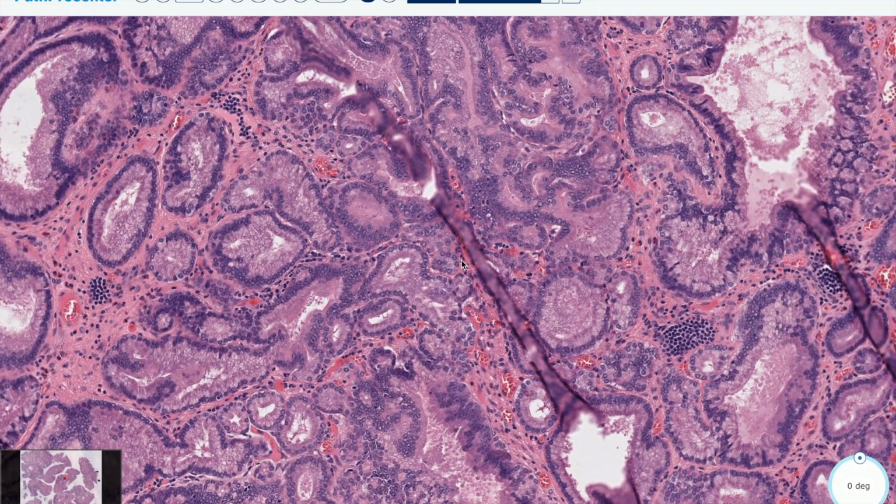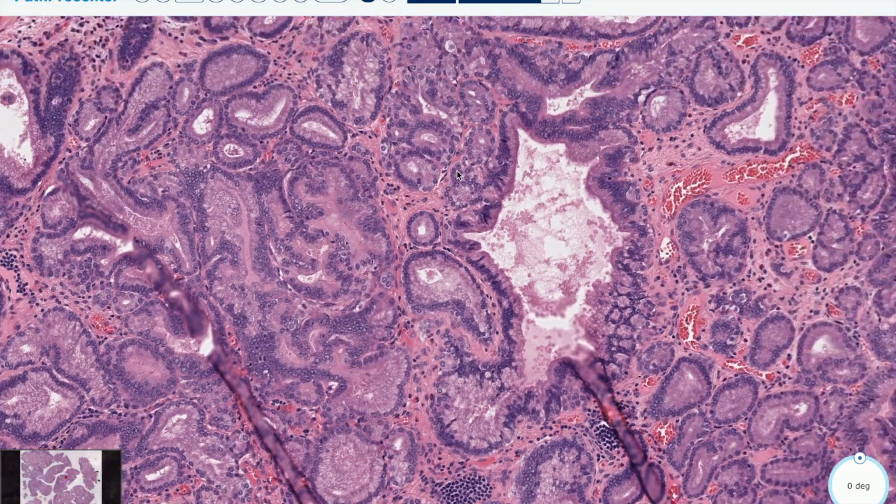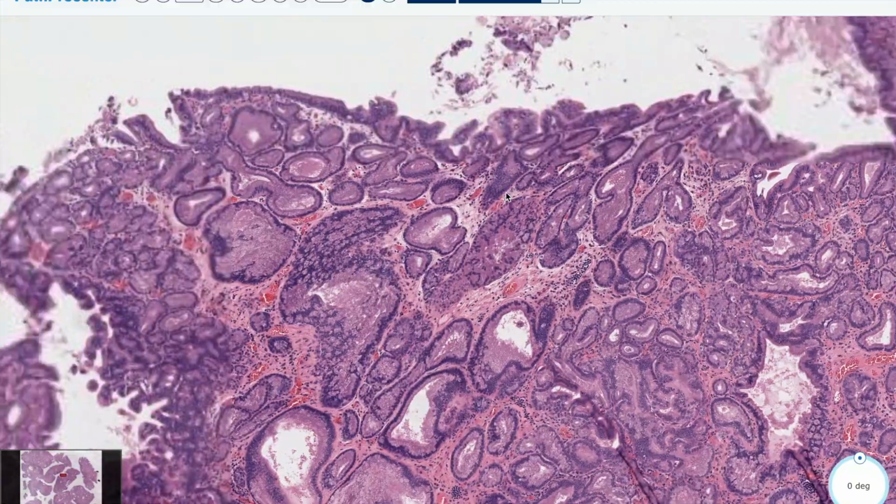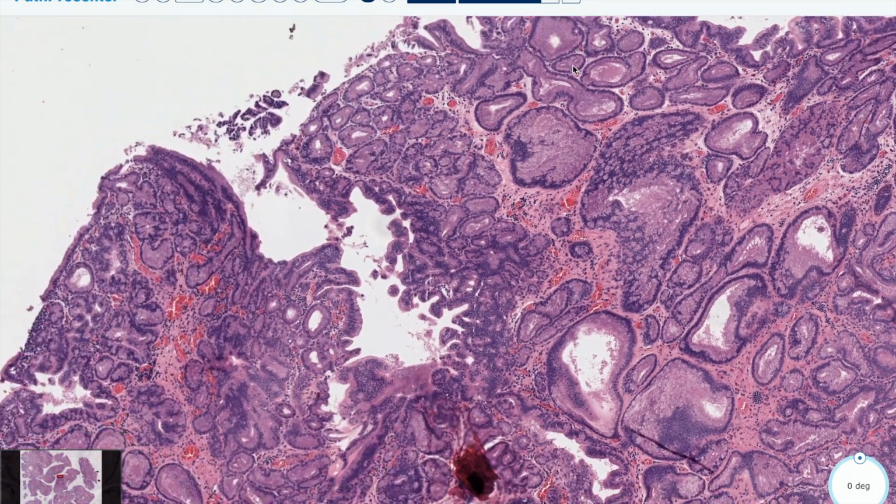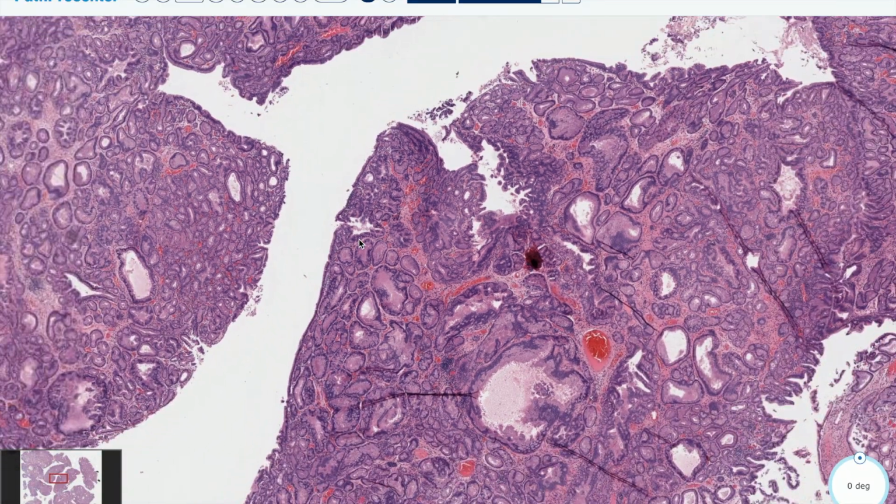So I just finished up my GI rotation, and I rotated and worked with my mentor, Dr. Ramos, and this case is in honor of him.